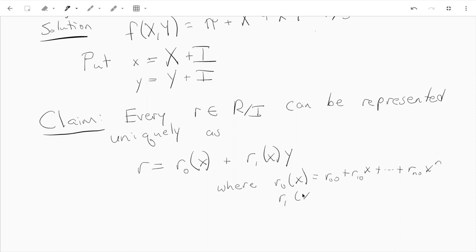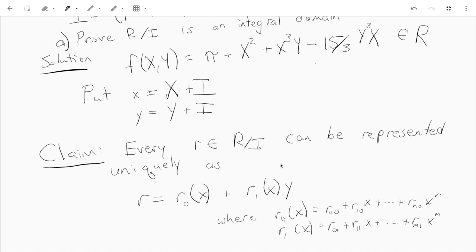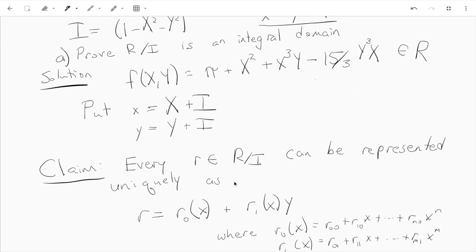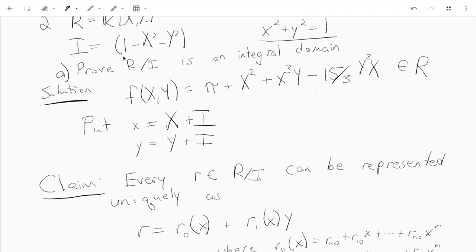Similarly for r1 of x, it might be like r01 plus r11 x plus and so on up to rm1 x to the m or something. So r0 and r1 involve only real numbers and x's. And the idea is that whenever you see a y squared, because you're working modulo I, you can just replace it by 1 minus x squared.